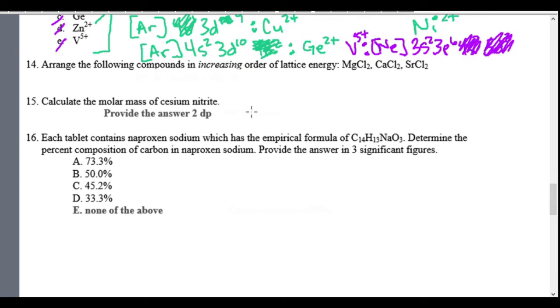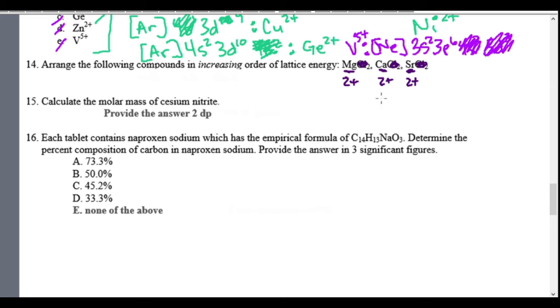Alright, so number 14. Okay, so this one requires a little bit of thought here. We are going to arrange the following compounds in increasing order of lattice energy. So first thing we need to notice is that all of these have a 2 plus charge. And then these Cl2s are the same, so that's not going to affect anything. And if they all have the same charge, that magnitude's not going to affect anything either.